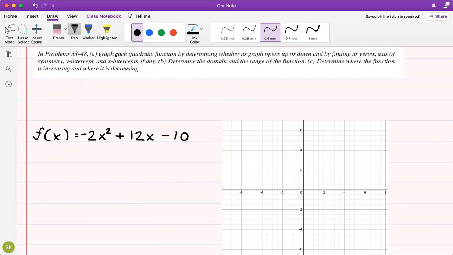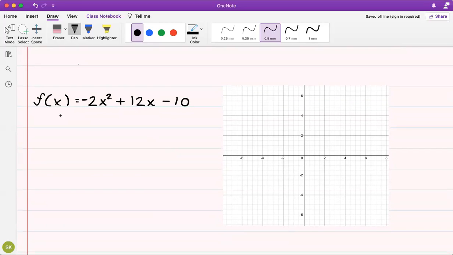Again, we want to graph each quadratic function, determine if it opens up or down by finding the vertex, the axis of symmetry, the y-intercepts, and the x-intercepts. Then we want to determine the domain and range, and we want to determine if the function's increasing or decreasing.